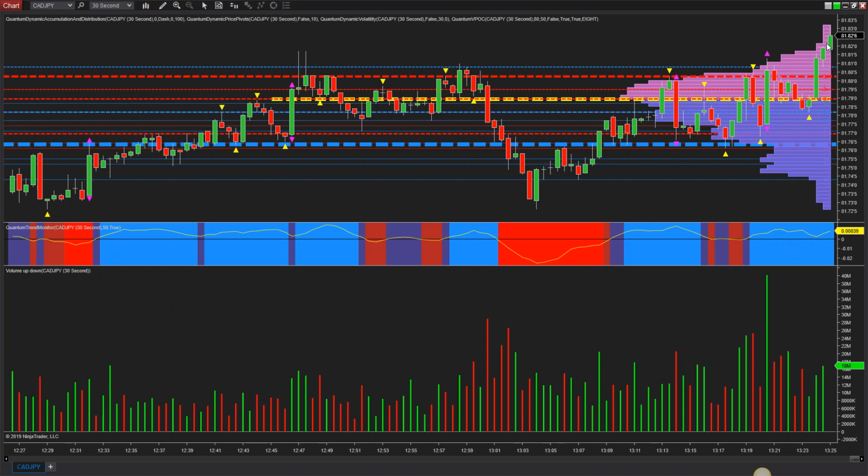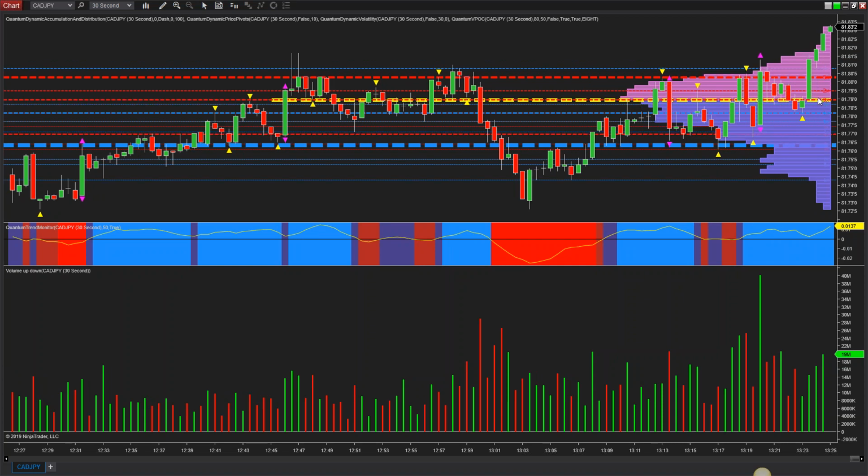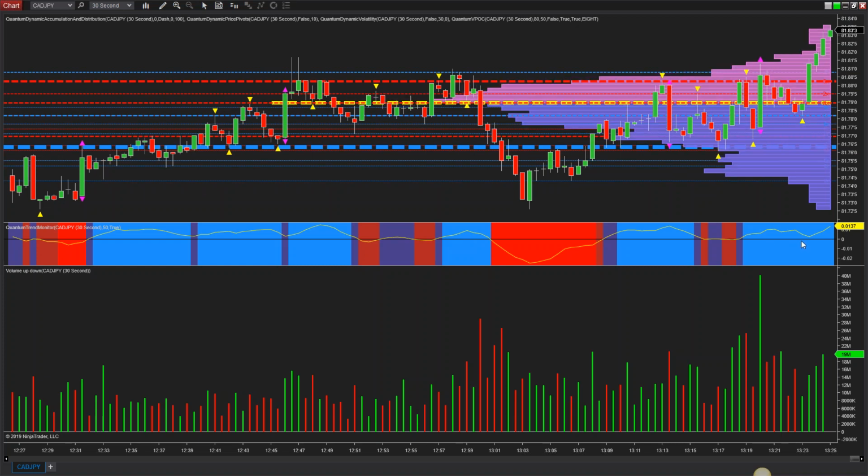Very similar to the volume point of control in terms of the volume histogram itself. We're breaking away from the volume point of control here, which was the fulcrum. The market has now reached a bias which is bullish. Trend monitor has now transitioned to bullish.